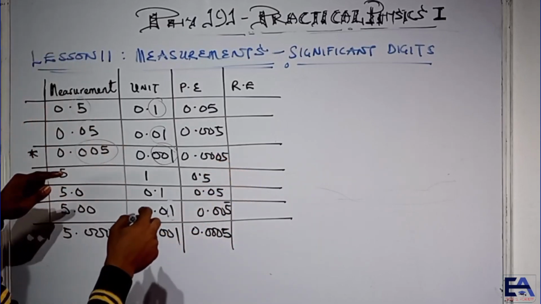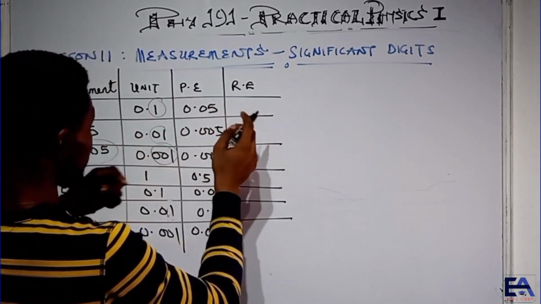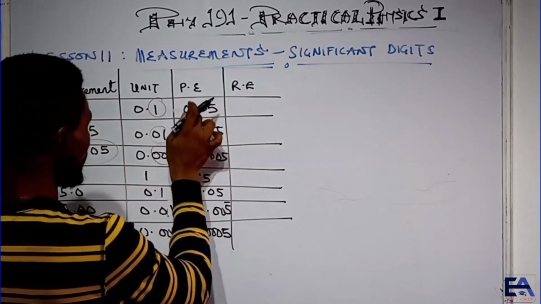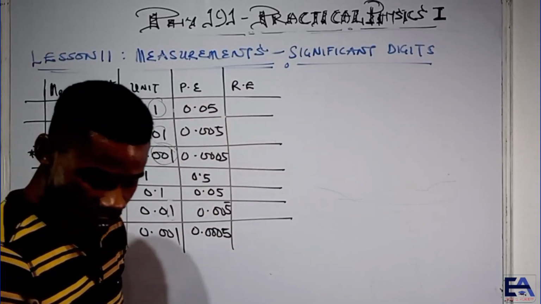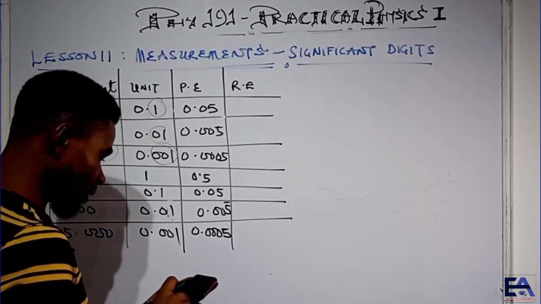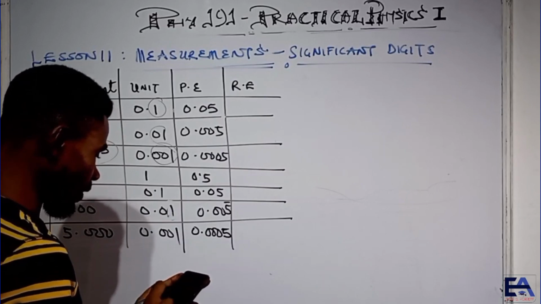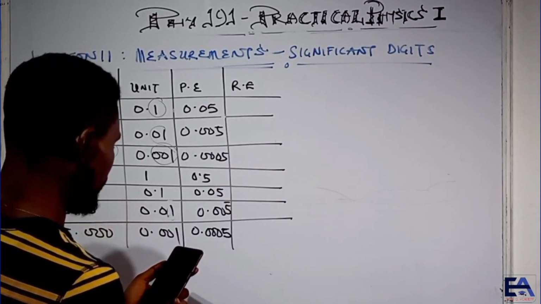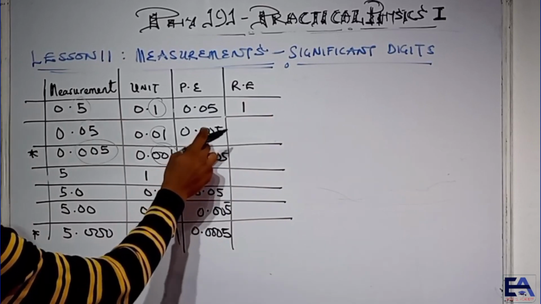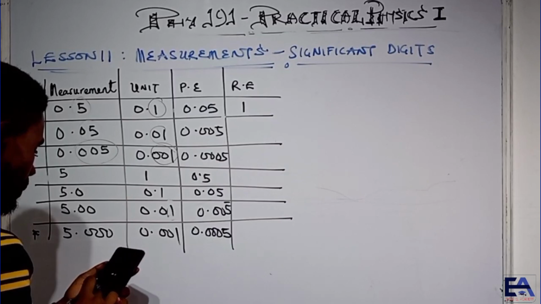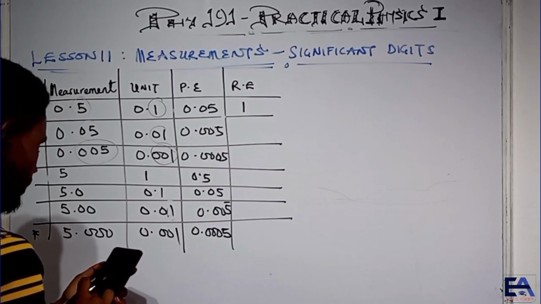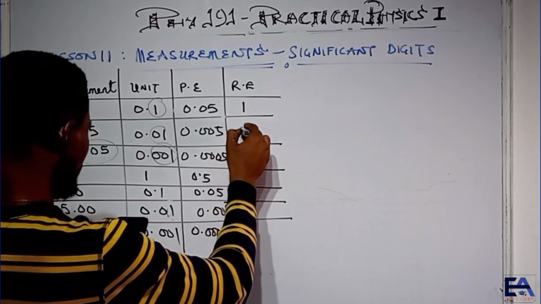So the relative error is calculated as what? The possible error divided by the actual measurement. So the possible error divided by the actual measurement will be 0.05 divided by 0.5. So let's quickly run it. 0.05 divided by 0.5. Okay, yeah, we have what? 1. All right, 0.05. Then the next one, 0.005 divided by 0.5, we have 0.01 here.